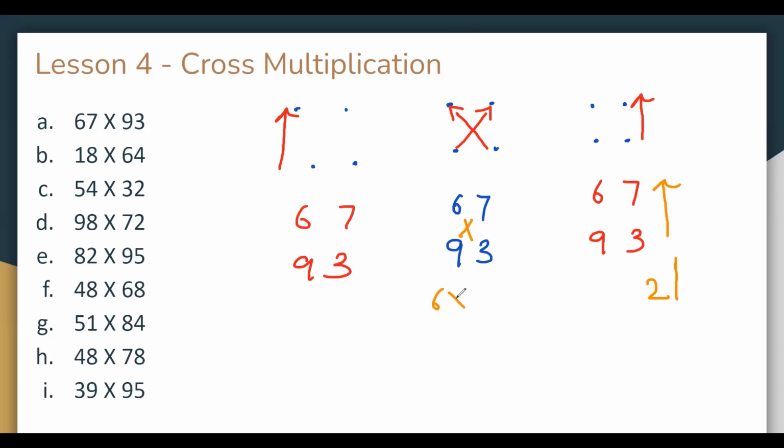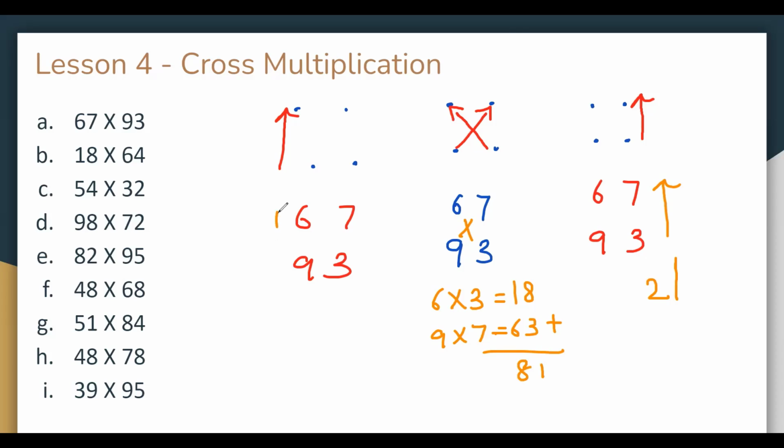So 6 3s are 18 and 9 7s are 63. Then we have to add them. So when you add 18 plus 63, we are going to get 11 over here and 8. So 81 is your answer.